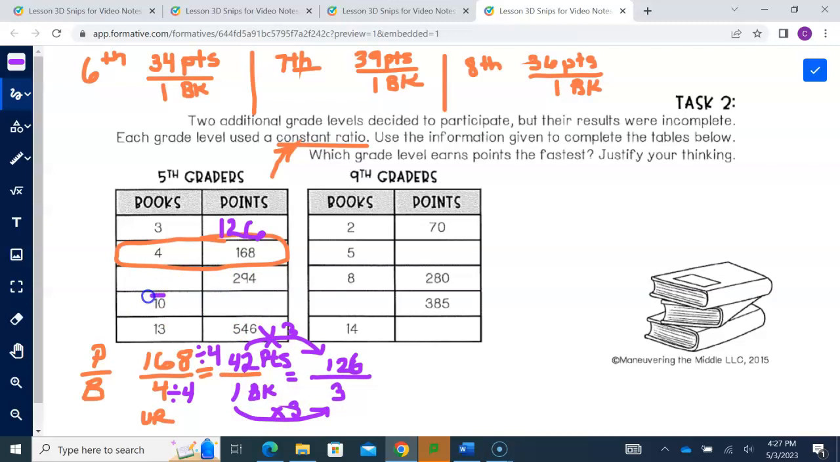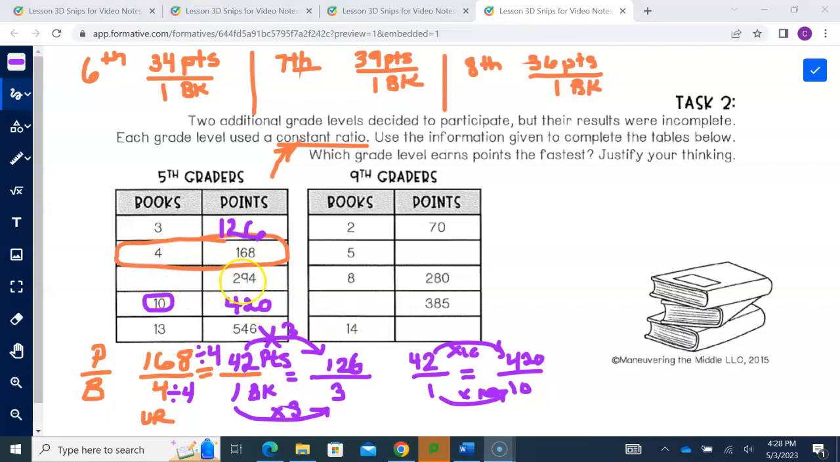All right, so let's do this one because we know what the bottom number is for this one. So we're saying, hey, if it's 42 to 1, 42 points for every 1 book, and they read 10 books, how many points do they get? Well, to get from a 1 to a 10, we have to scale it up by 10. So we have to scale this one up by 10. And that's 420. If they read 10 books, they're going to earn 420 points. Remember, 42 for each book.